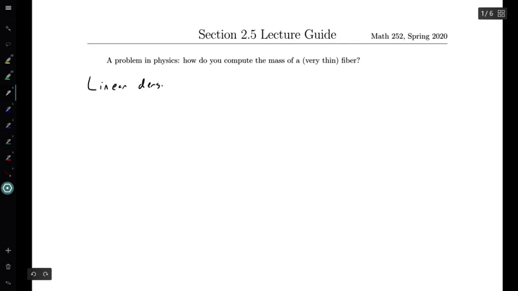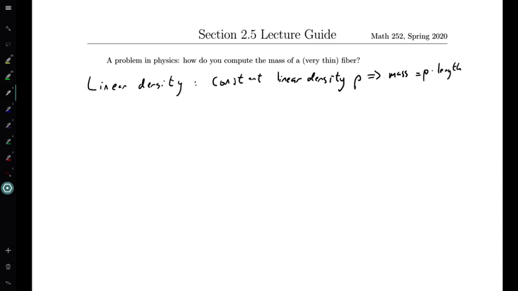So what is linear density? Well, the idea is that constant linear density, let's call that linear density the Greek letter rho, is going to imply that the mass is equal to rho times the length of the wire, or the length of the fiber. So in other words, we can think about rho, or this linear density, as being equal to the mass divided by the length.